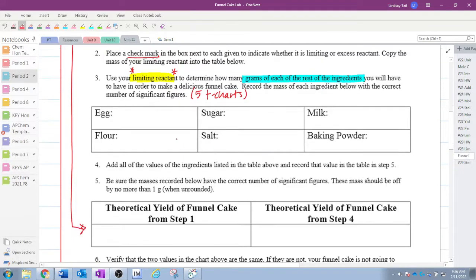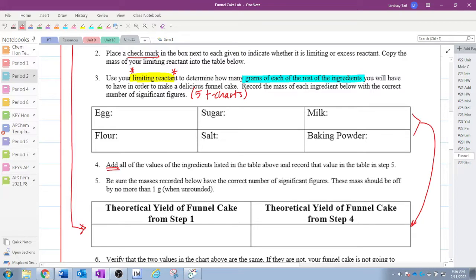All right, so what we're doing now with number 4 is we are trying to double check ourselves, because if we mix up a bad funnel cake on Monday, Mrs. Tate isn't cooking it because I'm going to know that it's bad. I know all these numbers. I know what you're supposed to have, okay? So a check for yourself is you're going to add all 6 of these numbers together. And when you add all 6 of those numbers together, you're going to write it down here.